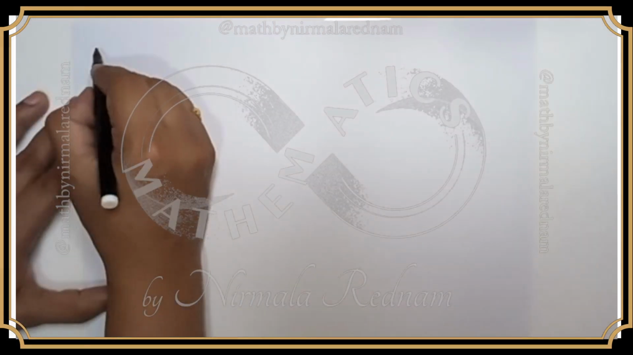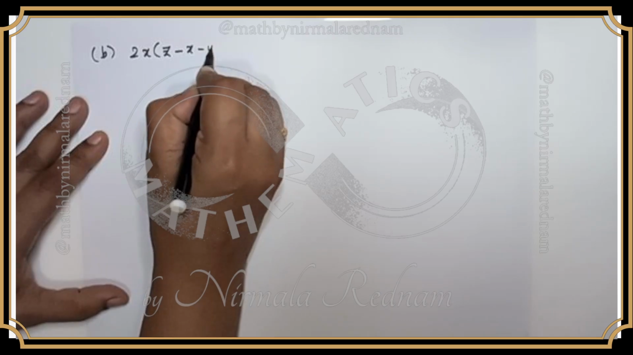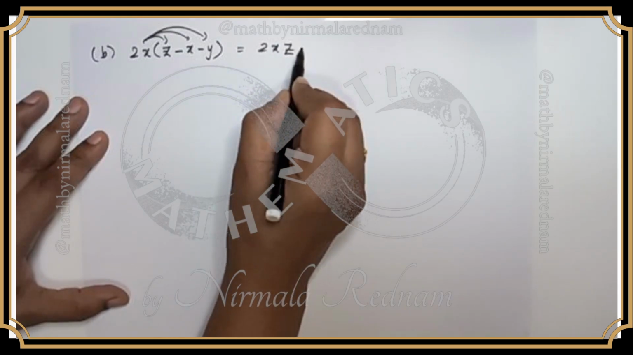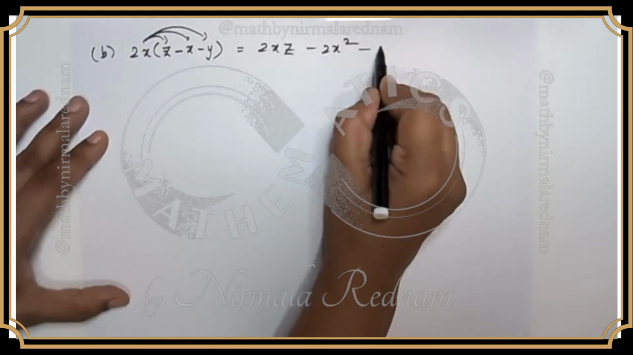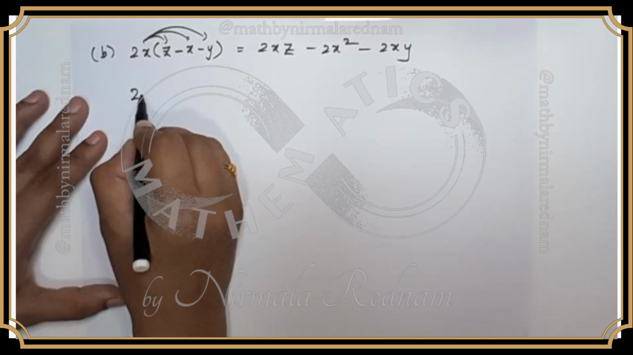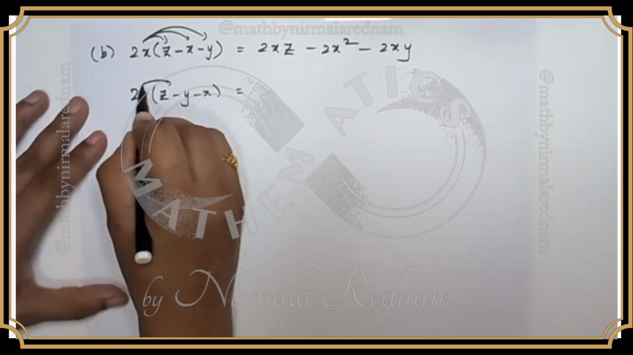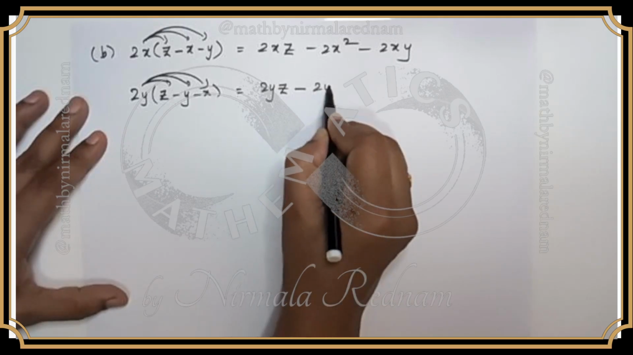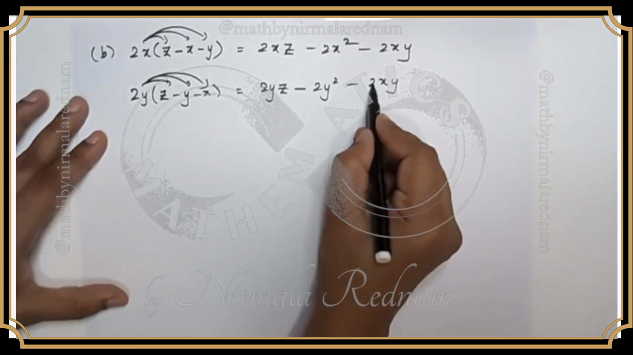So, I am going to write it down. 2x into z minus x minus y. When I simplify it, I get 2xz, 2x into z. I have a minus sign here, so minus 2x square, x into x. Again, I have a minus sign and then I have 2xy. This is my first expression. Let's look at the second expression. 2y into z minus y minus x. Again, let's look at the product. This is nothing but 2yz. I have a minus sign, 2y square, and again minus sign, 2xy. yx and xy are one and the same. AB and BA are same.